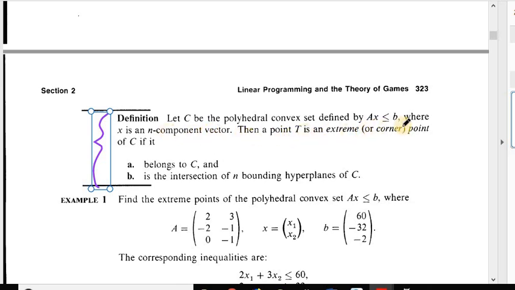Then a point T is an extreme or corner point of C if A, it belongs to C, and B, it is the intersection of n bounding hyperplanes of C. Now, why does it say n here? Right, well, let's think about the two-dimensional case. In the two-dimensional case, which is the case we've been working with, we have n equals 2. The extreme points have always been the intersection of 2 lines.